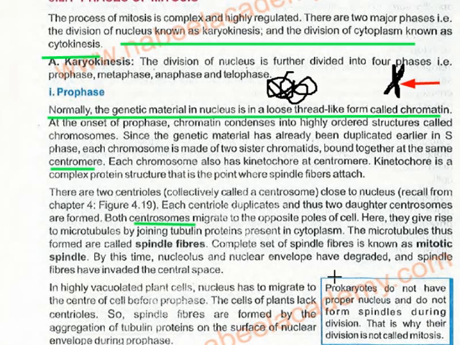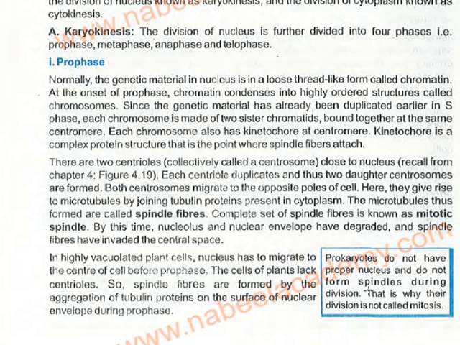The cells of plants lack centrioles. Also, the spindle fibers are formed by the aggregation of the tubulin proteins. Remember the tubulin protein on the surface of the nuclear envelope during prophase. Actually, they do not have centrioles, so the spindle fibers are made with the help of tubulin proteins. Okay, one more very important point is mentioned here, that the prokaryotes do not have a proper nucleus.